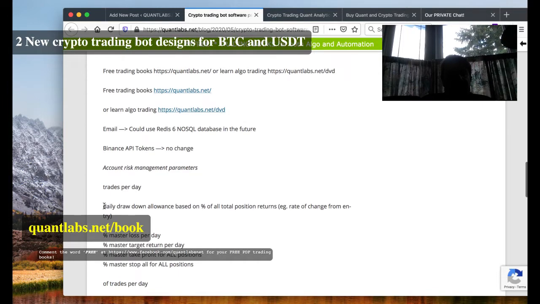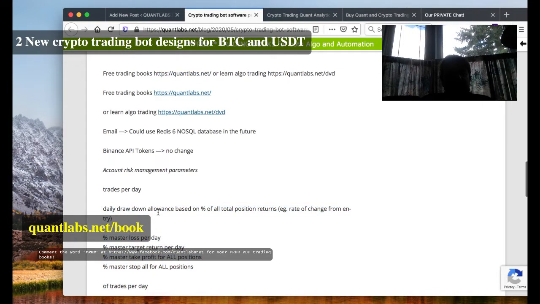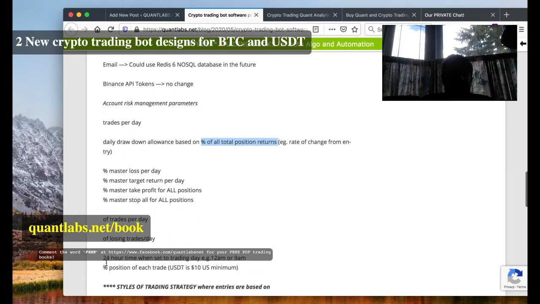The next one that people want is a daily drawdown allowance. For me, what makes more sense is basing it on all total position returns for the day. When I say day, I'm referring to a time that you can set. Let's say you set 12 a.m. as your starting point to measure a day, and then allow 24 hours to lapse. You have the ability to set the hourly time of when that day will start.